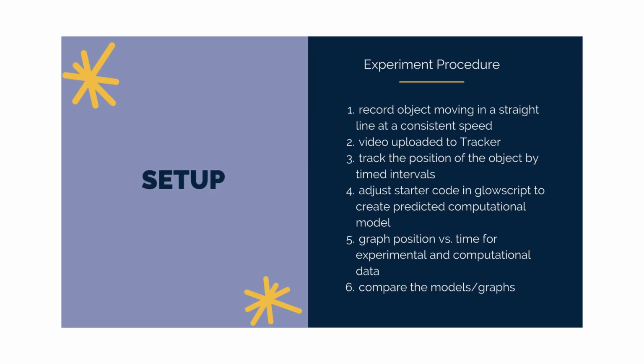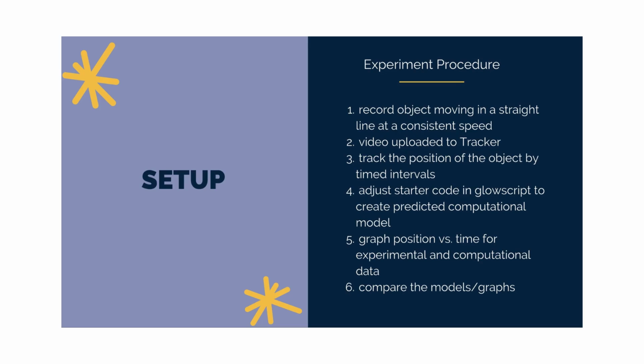Okay, for our experiment setup, we had to record an object moving in a straight line, which was the expo marker, and observe it at a constant speed. Once that was prepared, we uploaded it to Tracker and adjusted the video to fit the coordinates and the time duration that it needed. Once that was set up, we stamped the center of mass on the object as it was moving to track the timed intervals.